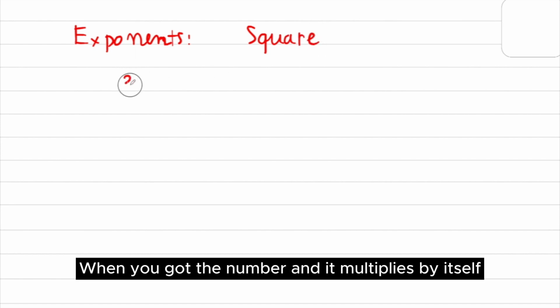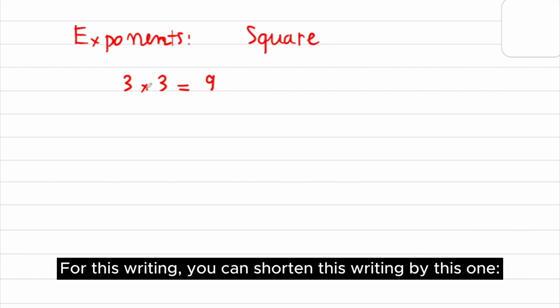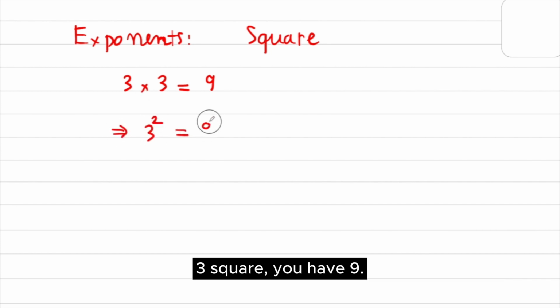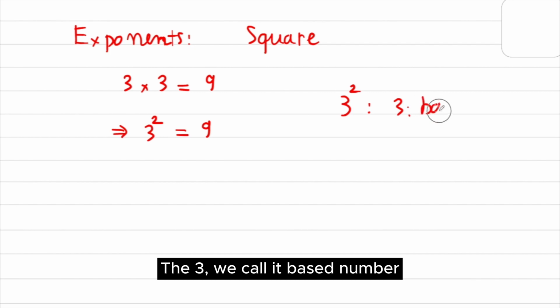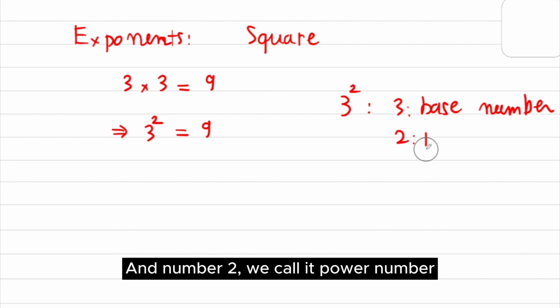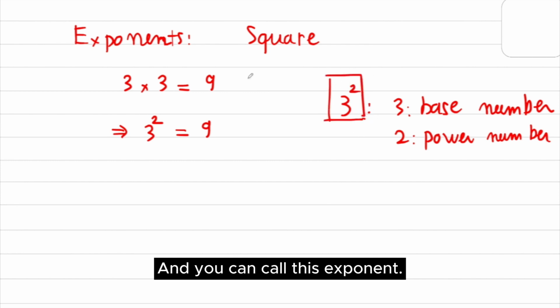When you have a number and it is multiplied by itself, 3 times 3, you will have 9. You can shorten this writing to 3 square, which equals 9. About the form, you have 3 square. The 3 we call the base number, and the number 2 we call the power number. All of this form you can write down and call an exponent.